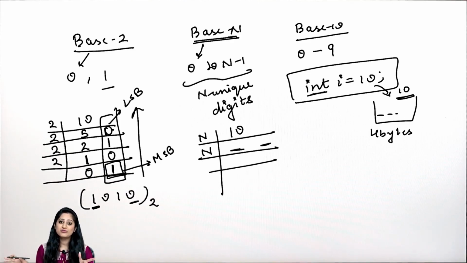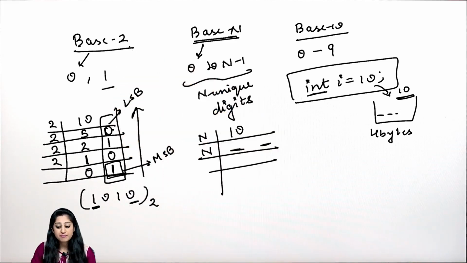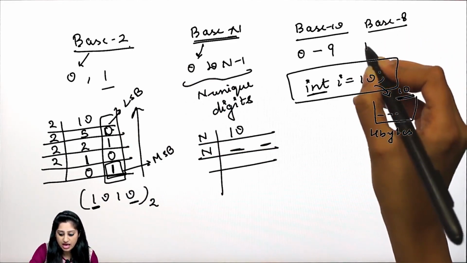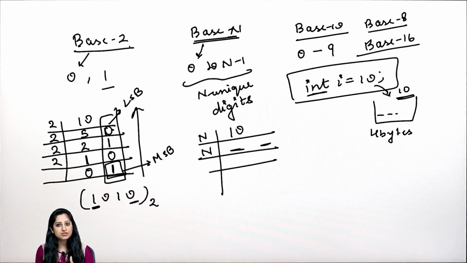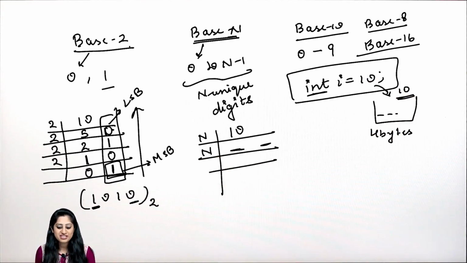So this is a general conversion formula. And other common bases that we generally use are base 2 for binary, base 10 for decimal, base 8 for octal, and base 16 for hexadecimal. So these are other common bases that are there. If you want to convert from decimal to octal, or decimal to hexadecimal, you can follow this conversion process. This is pretty easy. So I hope this is clear.